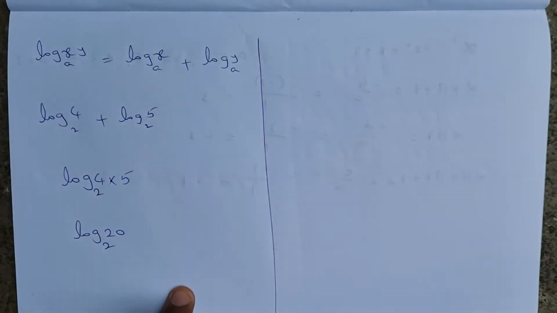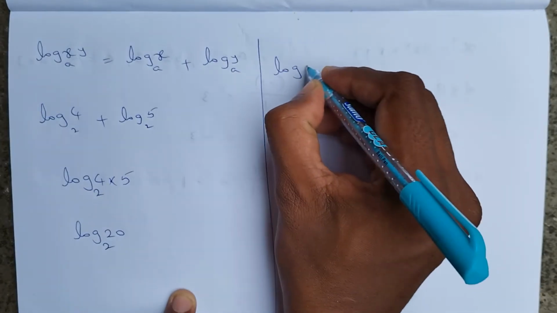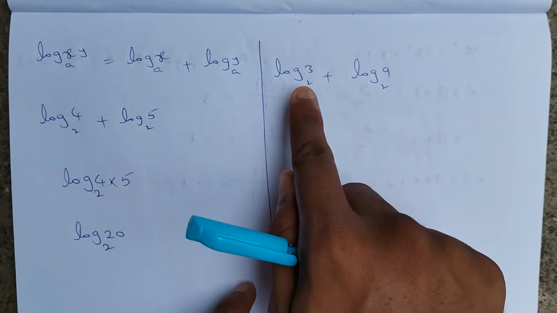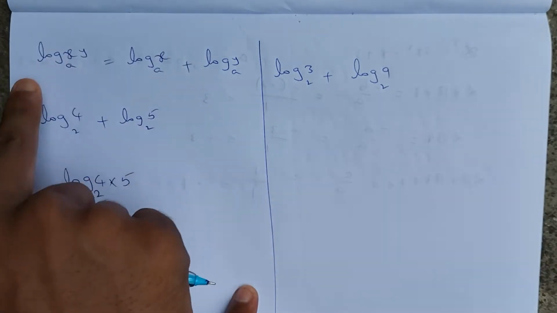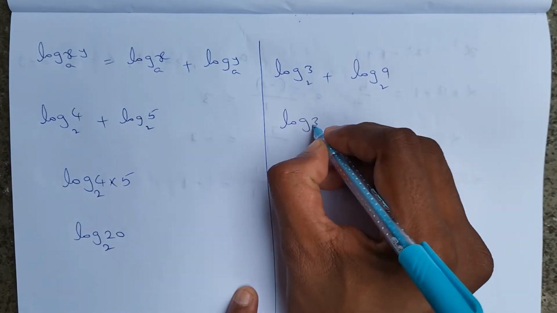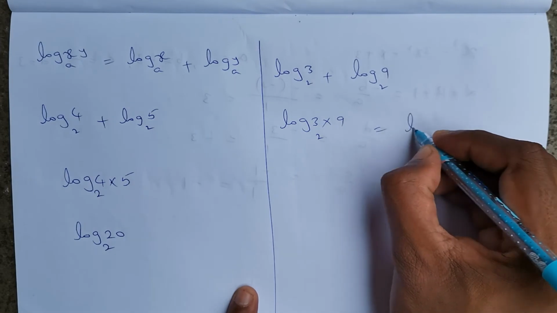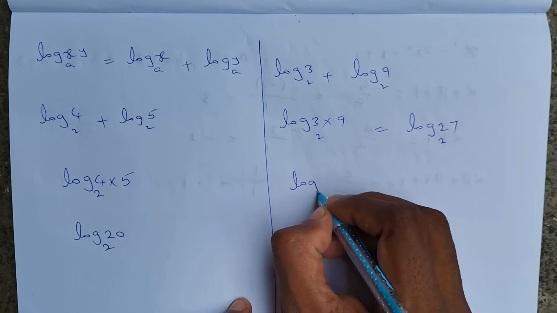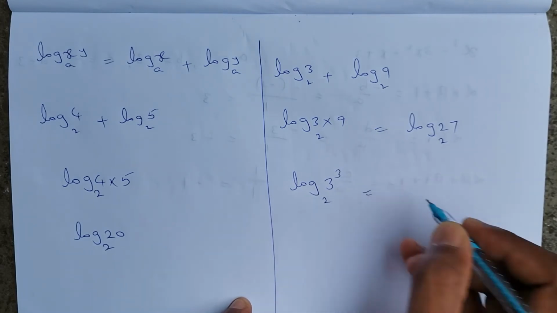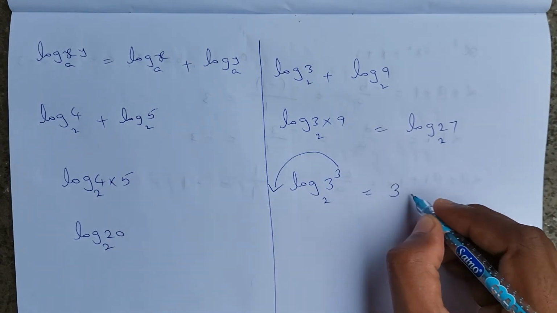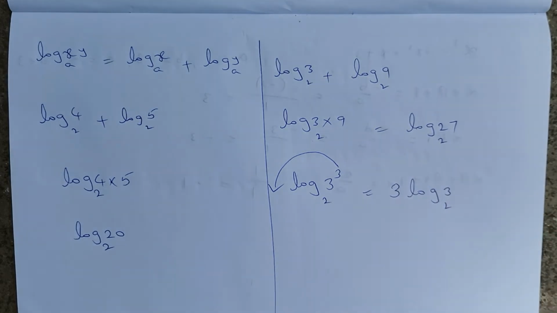Let us check one more. Log 3 base 2 plus log 9 base 2 is there. Now again it is in the form of log x base a plus log y base a. So if we go in reverse, log xy base a. Here addition is there, so we need to go back to multiplication. Log 3 into 9 base 2, which is equal to log 27 base 2 as well. Still, if you want to simplify this, log 27 can be written as 3 power 3 base 2. Now this is in the form of log x power n base a. This power will come to the front as it is. So we get 3 into log 3 base 2.